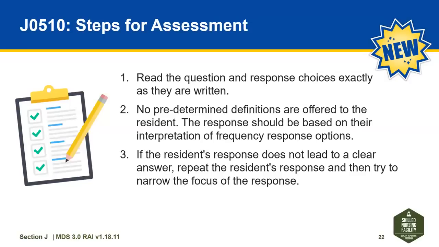The steps for assessment for J0510 are as follows. Read the question and response choices exactly as they are written. No predetermined definitions are offered to the resident. The response should be based on their interpretation of the frequency response options. If the resident's response does not lead to a clear answer, repeat the resident's response and then try to narrow the focus of the response.